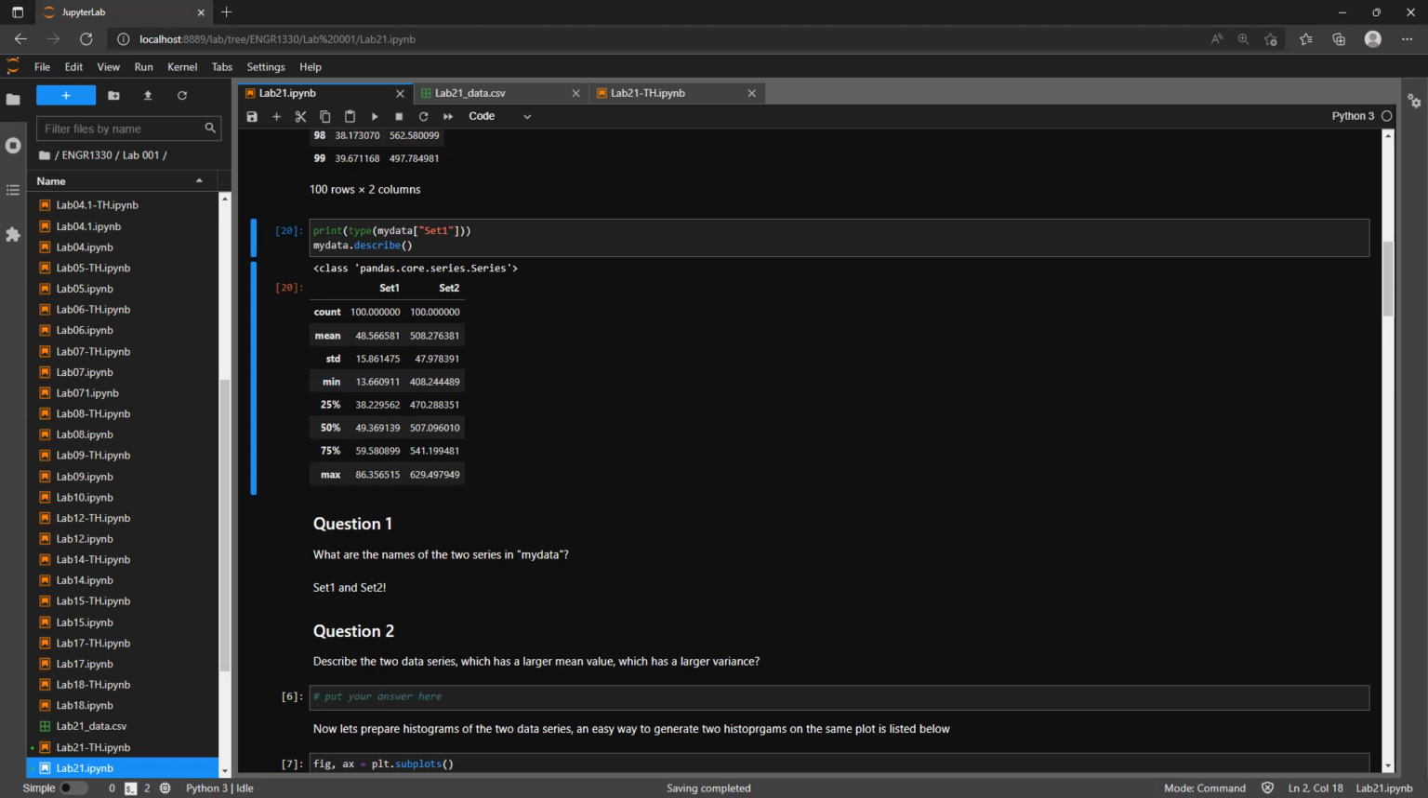Set two has a larger variance. What tells you that? The relationship between standard deviation and variance is that one is the square of the other. So if the standard deviation is larger, the variance will be larger as well. So there you go, that's everything for question two.